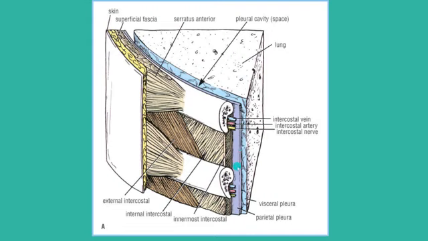If we go any deeper, then we're looking at the visceral pleura, and this is actually lining the outside of the lungs, the exterior surface of the lung, is that visceral pleura, but that is not part of the thoracic wall. The endothoracic or parietal pleura is the deepest layer.